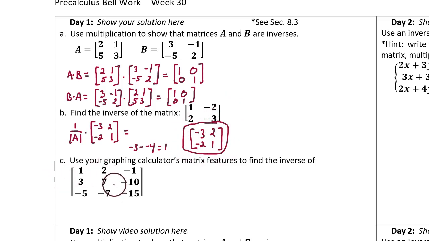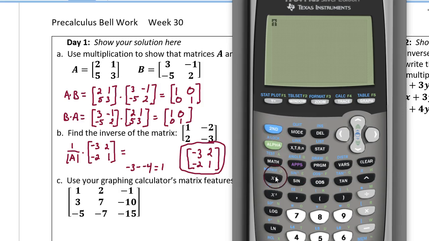Question C, find the inverse of the 3 by 3 using the calculator. Let's go to the matrix menu and then scroll over to edit, and we can use the first matrix again. We want to set this to be a 3 by 3 matrix, and then enter the numbers. 1, enter, 2, enter, negative 1, enter, 3, enter, 7, enter, negative 10, enter, negative 5, enter, negative 7, enter, and negative 15, enter. Then quit back to the home screen.